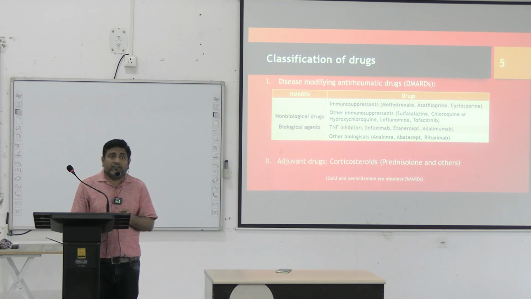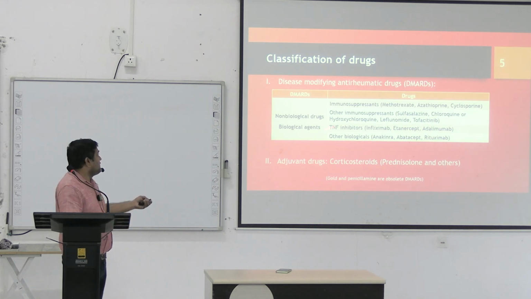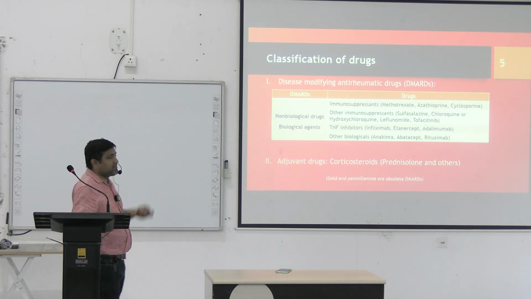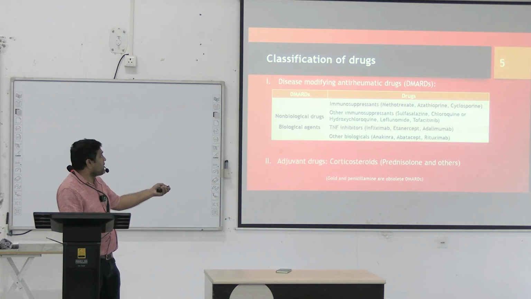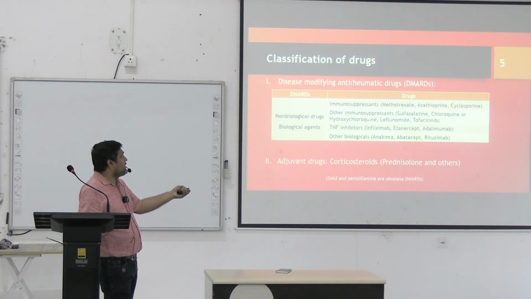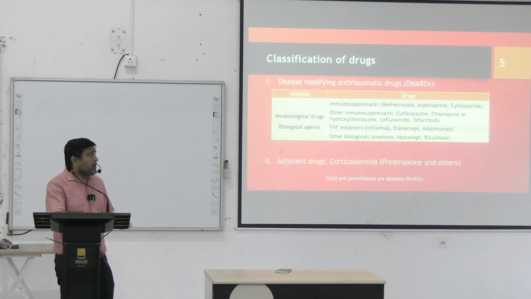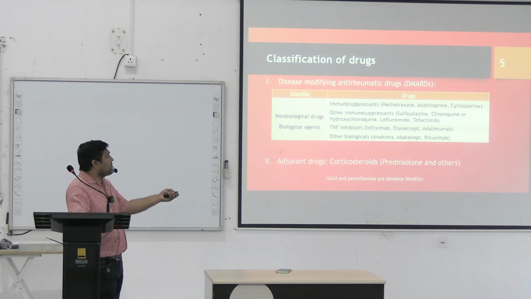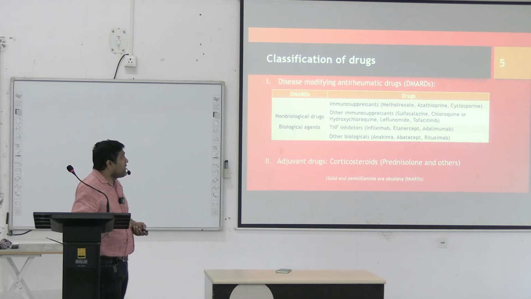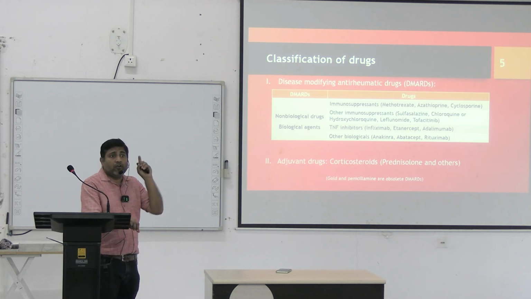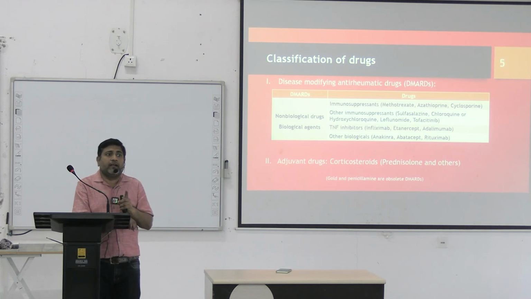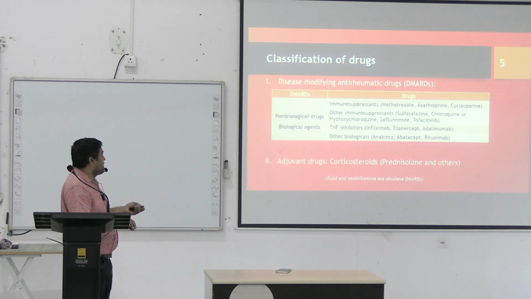So coming to the classification of anti-rheumatic drugs, these include non-biological drugs and the recently added biological agents. These non-biological drugs are divided into immunosuppressants, most commonly used, and the other immunosuppressants. So that includes methotrexate, azathioprine, cyclosporine, sulfasalazine, chloroquine or hydroxychloroquine, leflunomide, tofacitinib, baricitinib. Now methotrexate is the drug of choice among the DMARD in patients of rheumatoid arthritis.